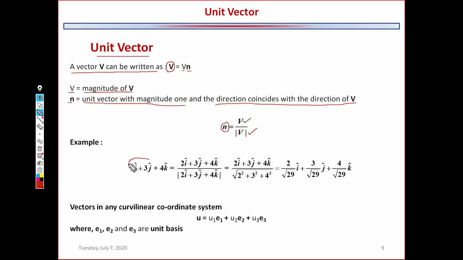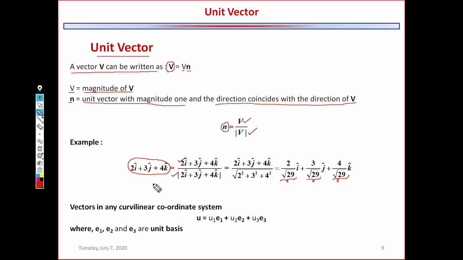Suppose we have a vector of this form, 2i plus 3j plus 4k, and we are interested in finding the unit vector corresponding to this vector. So how will we do it? We will define the unit vector as the vector divided by its magnitude. Finally we get a vector of this form, which is the unit vector corresponding to the vector we have, which is 2i plus 3j plus 4k.